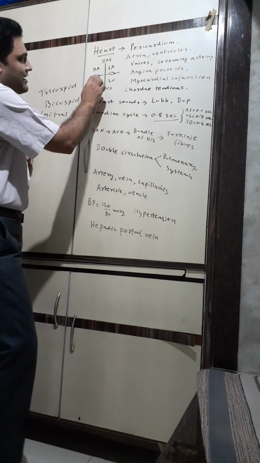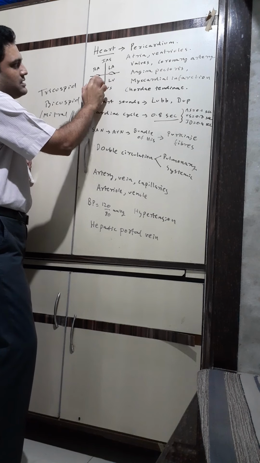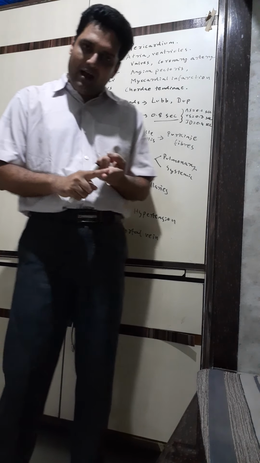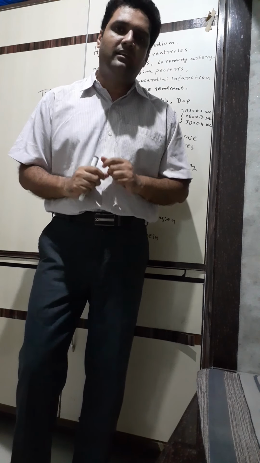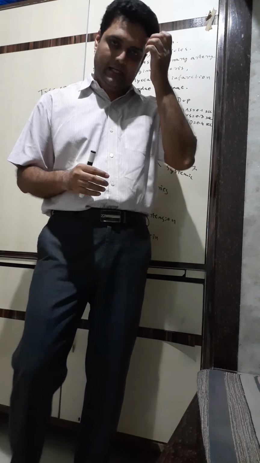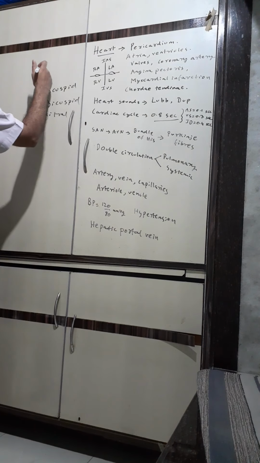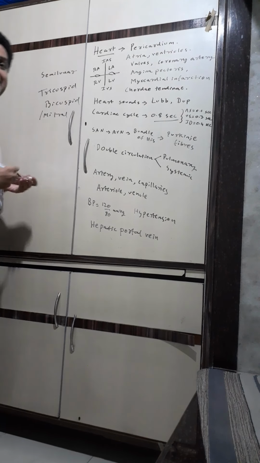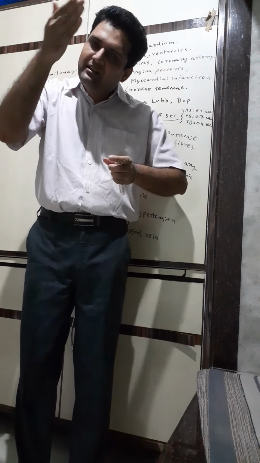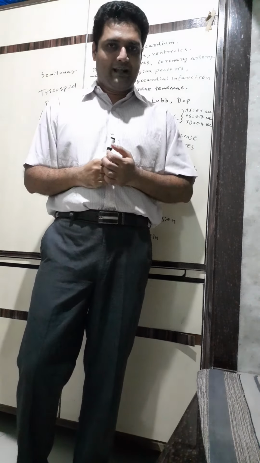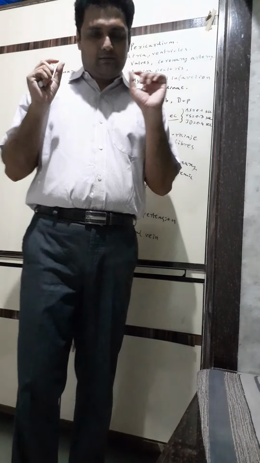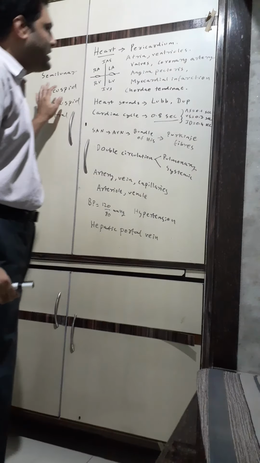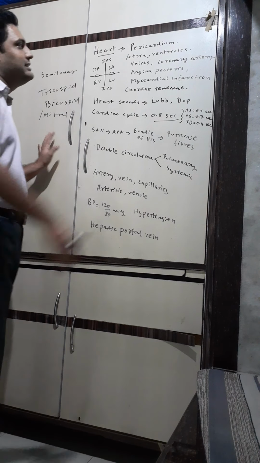Okay, just like there are valves over here, tricuspid and bicuspid valves, at the opening of the aorta and the pulmonary artery into the ventricle, there are also valves. Three valves each, and they are called semi-lunar valves because they look like the half moon. So semi-lunar valves, opening of the aorta and the pulmonary artery into the ventricles. Remember, they are guarding them. So that's about the valves.